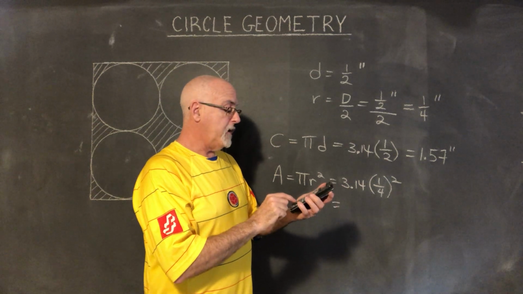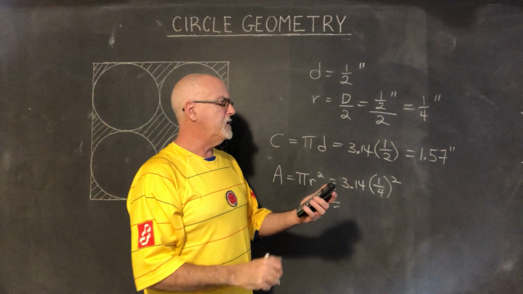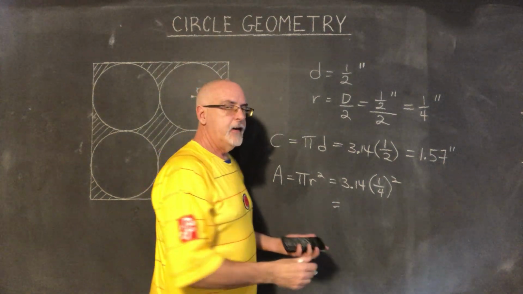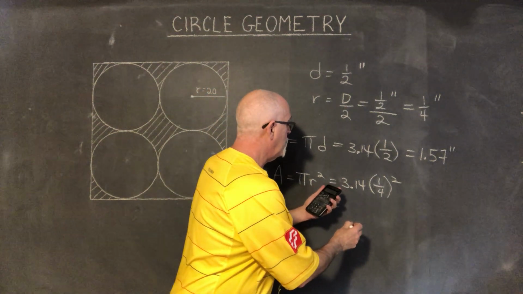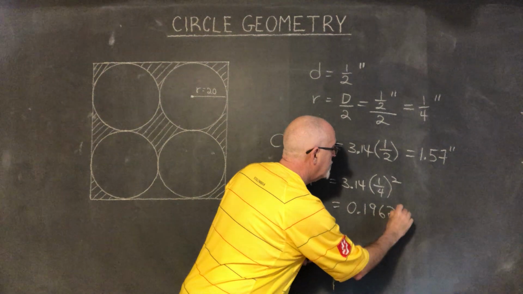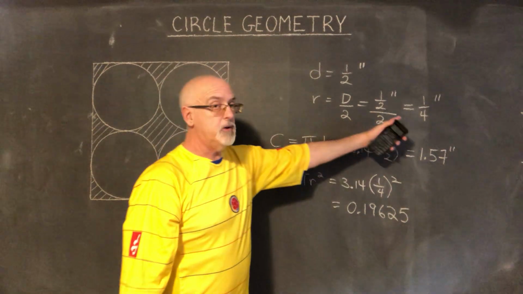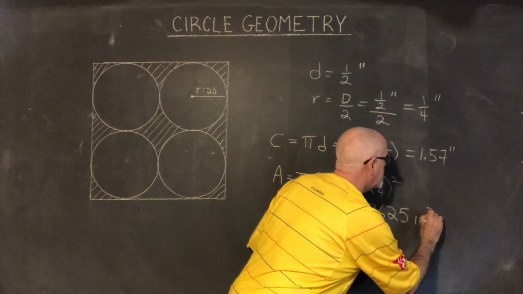And then we multiply that by pi times 3.14, and we get an area of 0.19625. It only goes to that many decimal places, so I'm just going to write down the whole thing. 0.19625. And that is going to be inches squared because it is area.